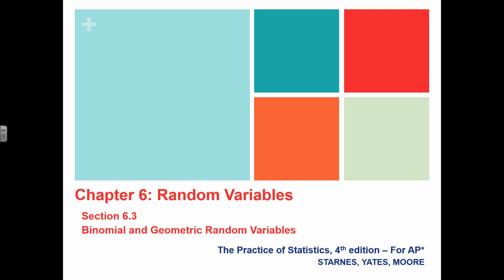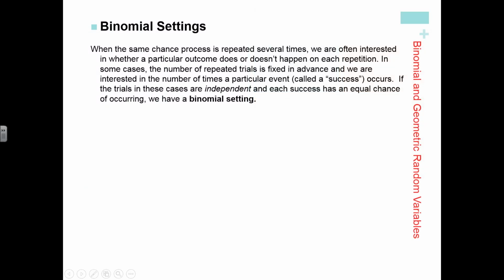Alright, so our last keeper of this unit is 6.3. We have binomial and geometric random variables. Now, binomial and geometric random variables are just special types of random variables. The first one, your binomial, occurs when you have a situation where you either have a success or you have a failure. So either you got it or you didn't get it.